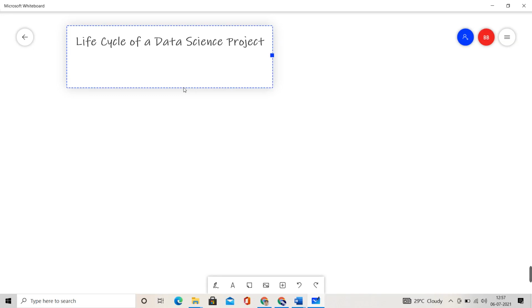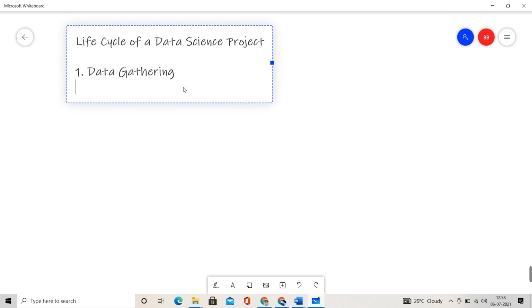So why this topic? Because as a fresher, that means as an aspirant for data science, we need to understand what are the different steps involved in a data science project. So let's get started. So first step is that of data gathering.